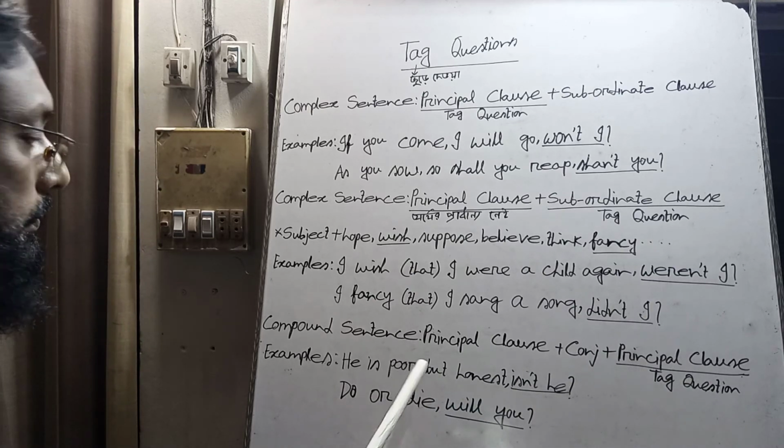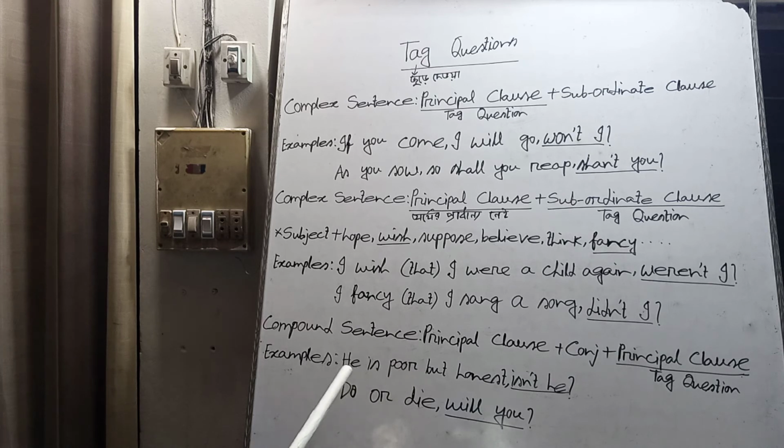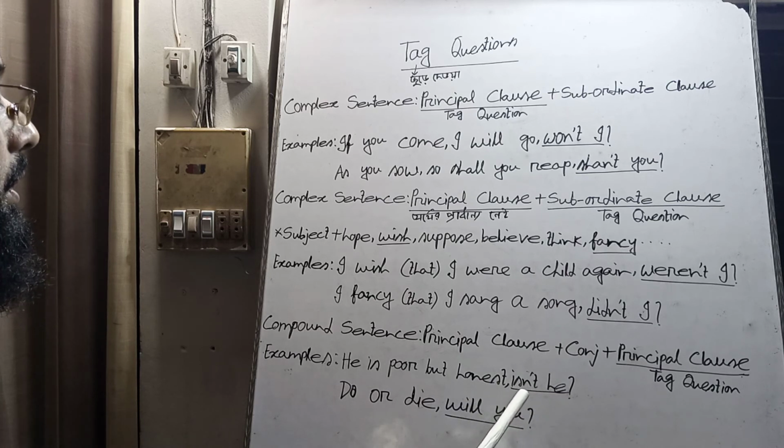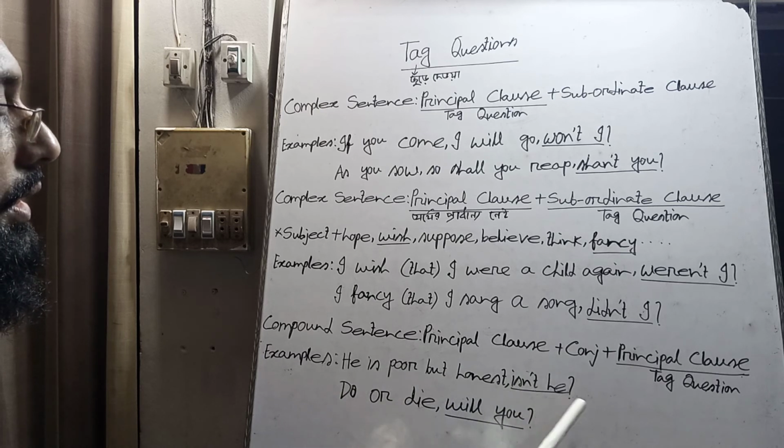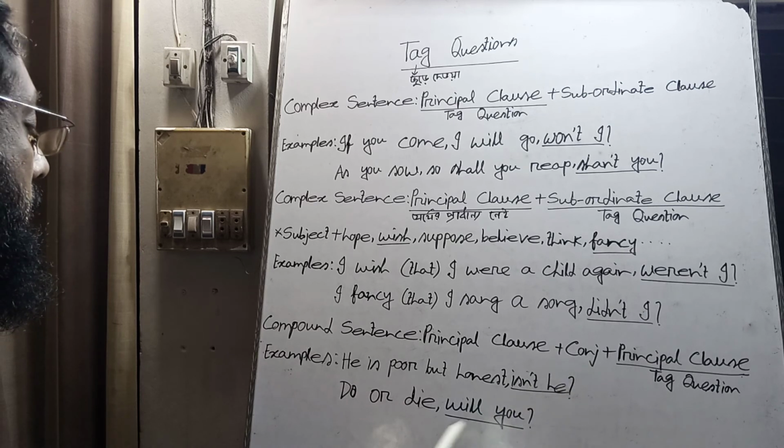So, for example, "He is poor, but he is honest." We will make the tag question of the last principal clause. We take is, and the clause is affirmative, so the tag question will be negative. Is plus not is equal to isn't. It is the contracted form, and we take the subject pronoun he, and at last we use a note of interrogation.